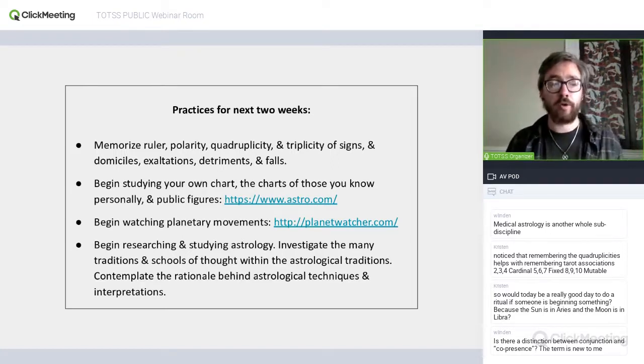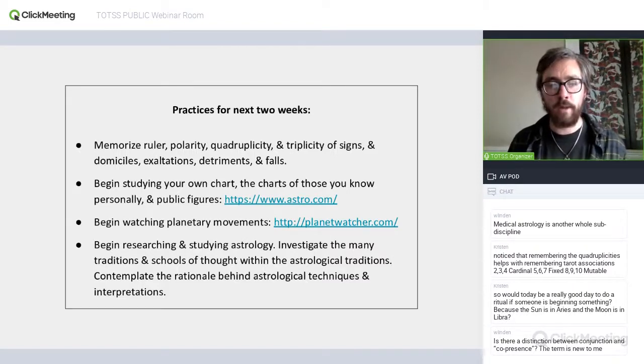And then in general, start researching and studying astrology. I think you should really investigate a lot of different traditions, ancient and modern, different schools of thought, different authors. There are lots of different approaches, and I definitely don't say that mine is the correct one. So I really encourage you to do some research, look at different traditions, authors, and voices, and come to your own conclusions about things.